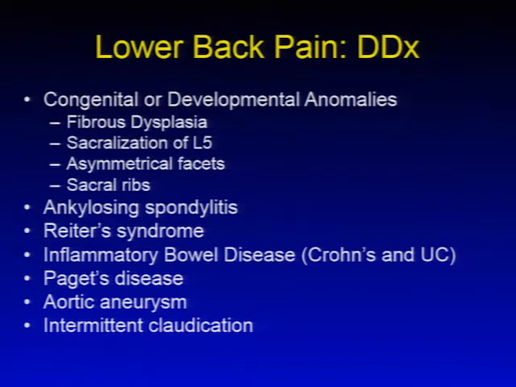Additional things in the differential diagnosis of lower back pain can include congenital or developmental anomalies such as fibrous dysplasia, sacralization of L5, asymmetrical facets, and sacral ribs. Ankylosing spondylitis can cause lower back pain. Reiter's syndrome and inflammatory bowel disease may radiate to the lower back. Also consider Paget's disease, aortic aneurysm, and intermittent claudication.